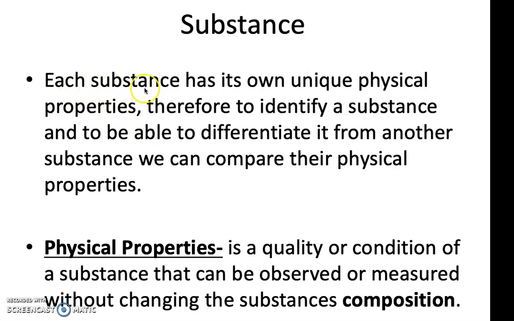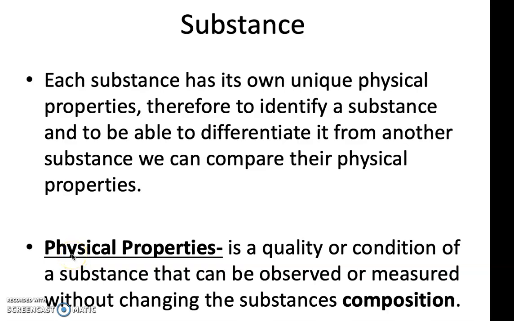Now, each substance has its own unique physical properties. Therefore, to identify a substance and differentiate it from another substance, we can compare their physical properties. For example, salt and sugar. Salt has a very high melting point, whereas sugar has a very low melting point. So those substances can be determined to be different even if you didn't know what they were. You can do a test on them to figure out which one is which based off their melting points.